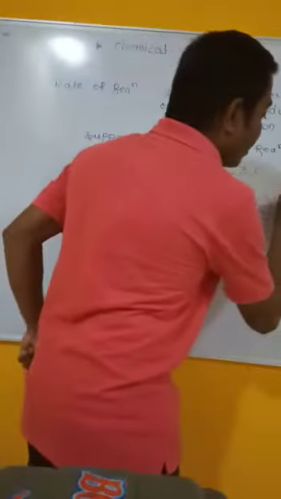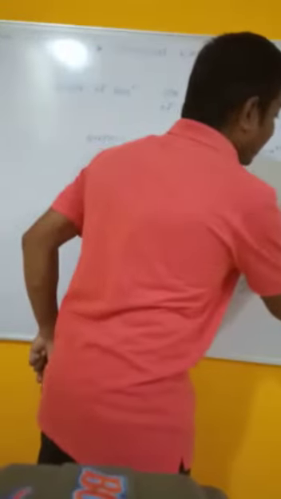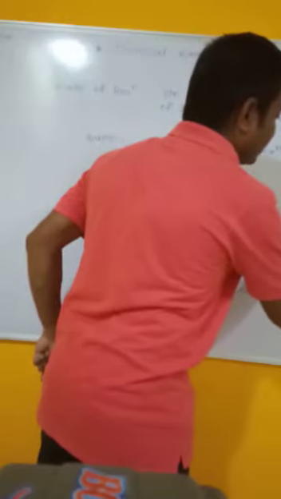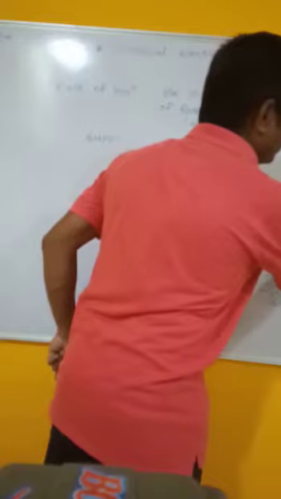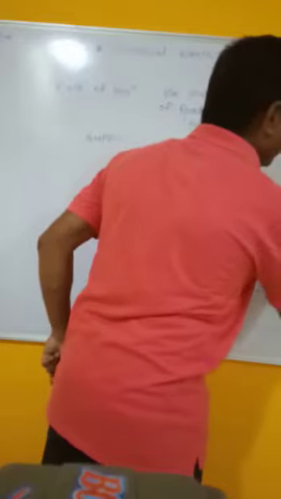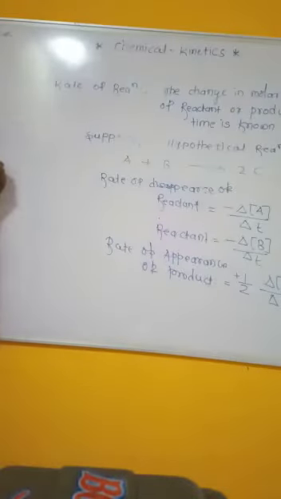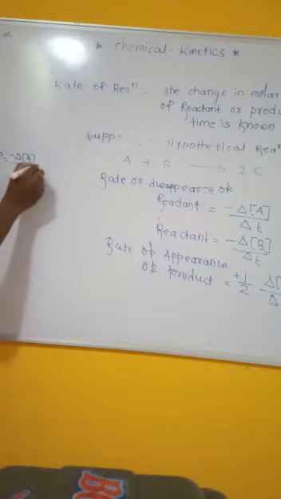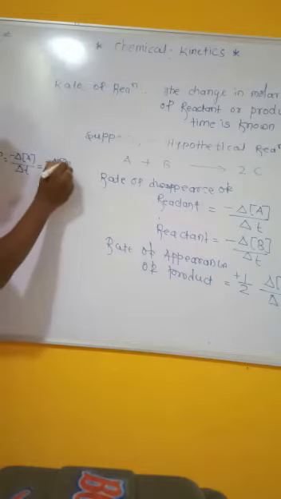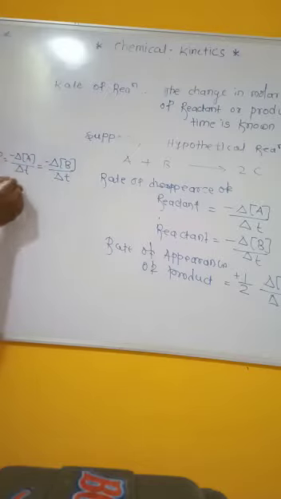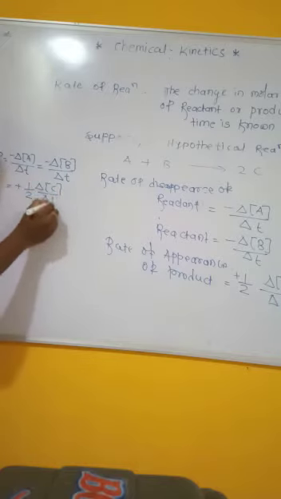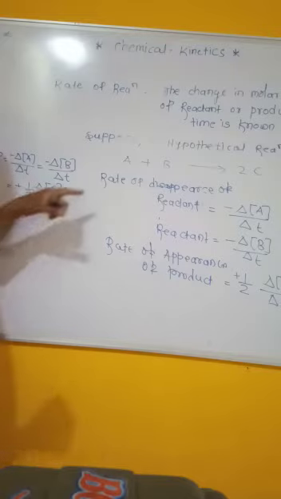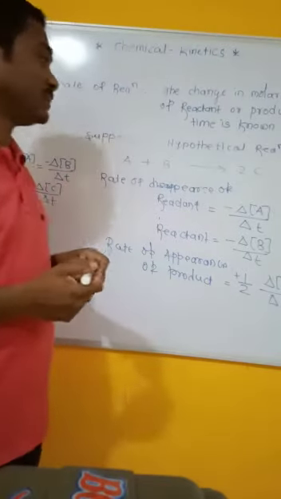That means the rate of the above reaction is written in such a way: minus grad A divided by grad T is equal to minus grad B divided by grad T. Rate is equal to minus grad A divided by grad T is equal to minus grad concentration of B divided by grad T is equal to plus 1 by 2 grad concentration of C divided by grad T. This is the rate of reaction for this hypothetical reaction, A plus B changes to twice C.